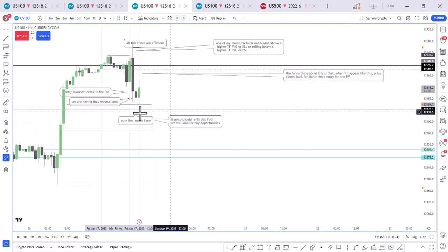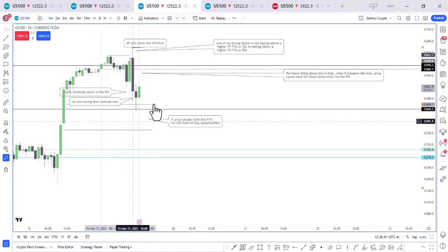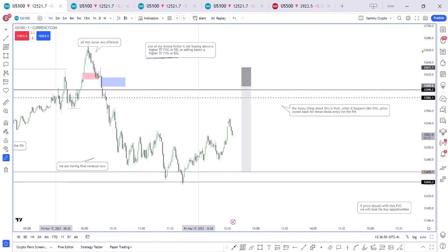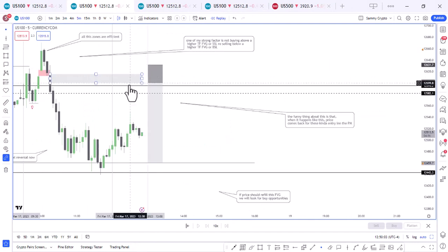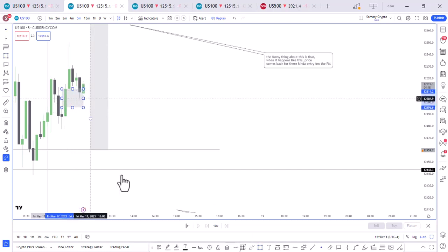Okay, you need to have the information of the previous day, information of the last session, the previous session, and where we are likely going to mitigate, right? So we see how we reached for that 1 hour FVG, and we had a perfect reversal entry for the PM. So I was outlining that fair value gap. That was the fair value gap, the 5 minute fair value gap. That's the entry for long.